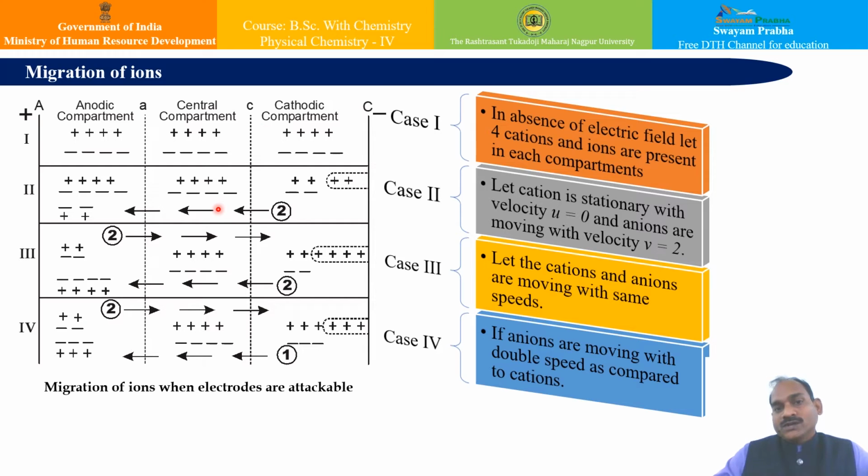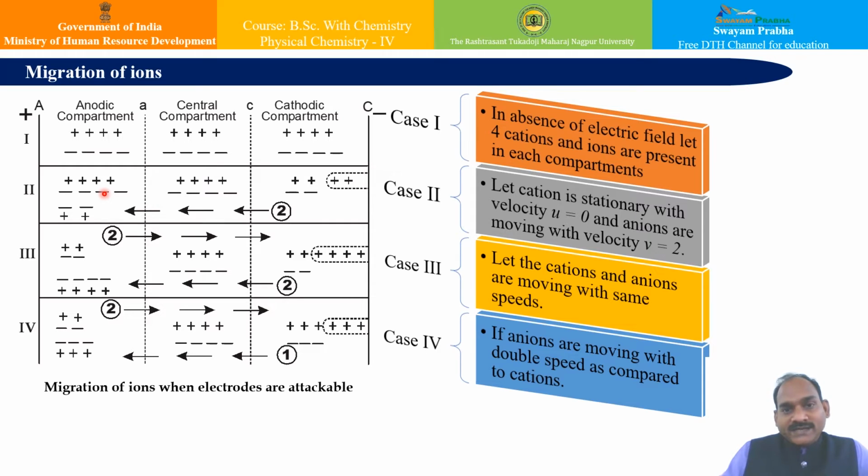Now in case 2, let the silver ion be stationary, that is U is equal to 0, and the nitrate anions are moving with the velocity V is equal to 2. Now in unit time, two anions migrate from the cathode compartment to the anode compartment. You can see here, isn't it? As a result, there is a fall of concentration of anion in the cathode compartment, while there is an increase in concentration of anion in the anode compartment. The concentration of the central compartment is going to remain the same.